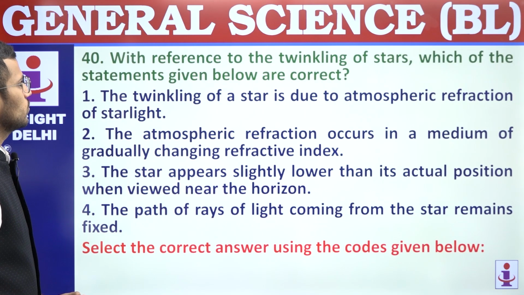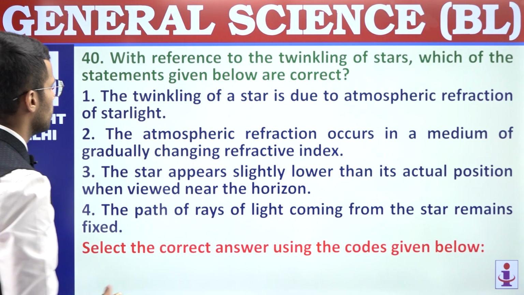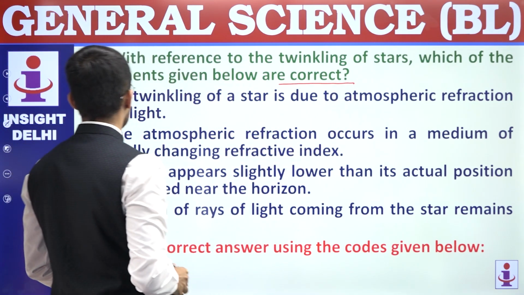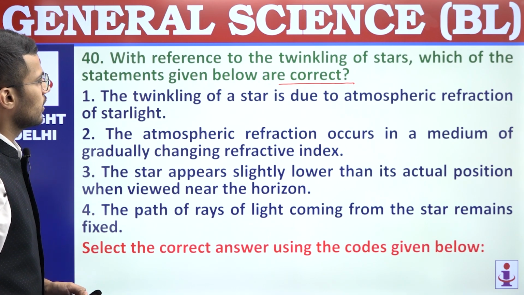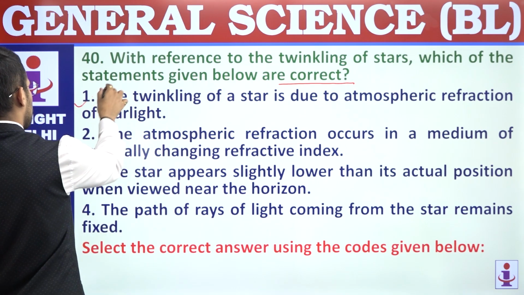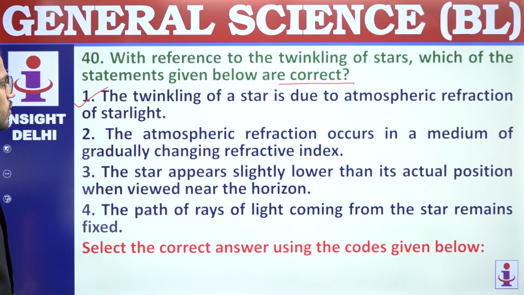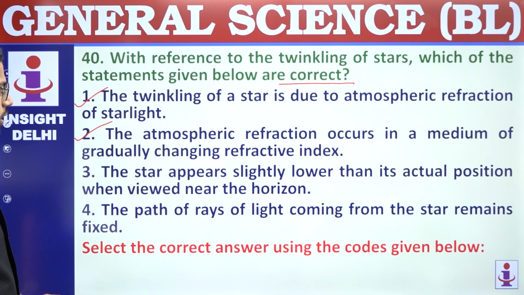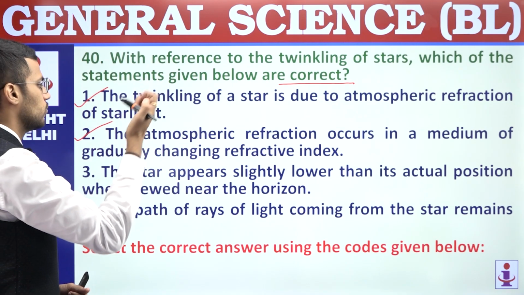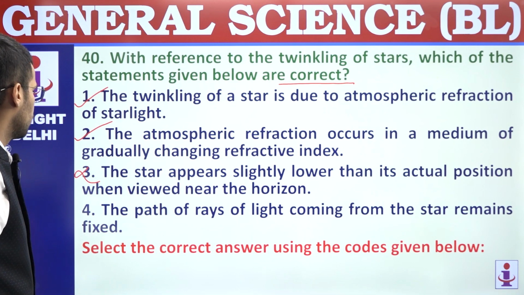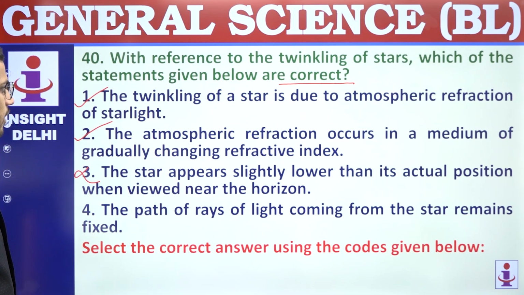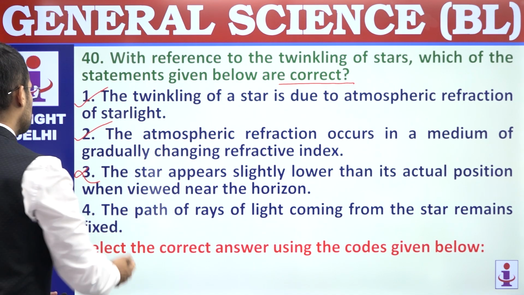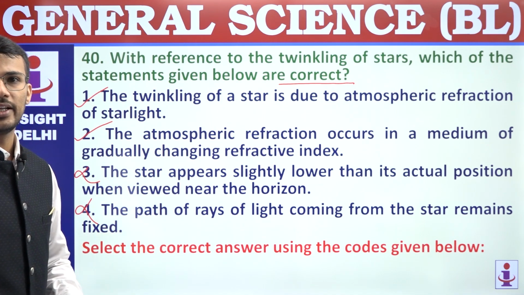40th. With reference to the twinkling of stars, which of the following statements given below are correct? First, the twinkling of a star is due to atmospheric refraction of starlight. Correct statement. Second, the atmospheric refraction occurs in a medium of gradually changing refractive index. Correct statement. Third, the star appears slightly lower than its actual position when viewed near the horizon. It is slightly above its actual position, not lower. Fourth, the path of rays of light coming from the star remains fixed. It keeps on changing because of the changes in the refractive index of the atmosphere.